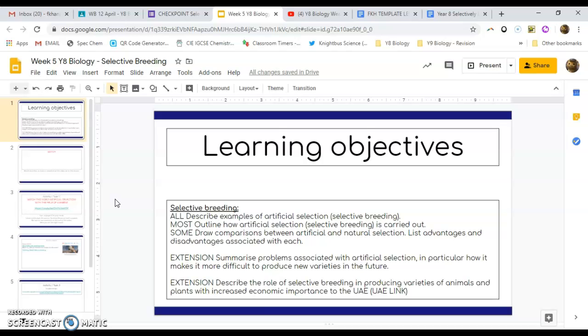There are two extension points in case you find it's very straightforward and easy. You can summarize the problems associated with artificial selection, in particular how it makes it more difficult to produce new varieties in the future. I put a little bit of information in the document for you to read on that. What's also very useful is to think about the problems associated with artificial selection with respect to the subject of the extra document that I've given you, camels.